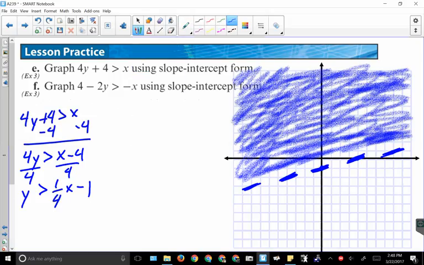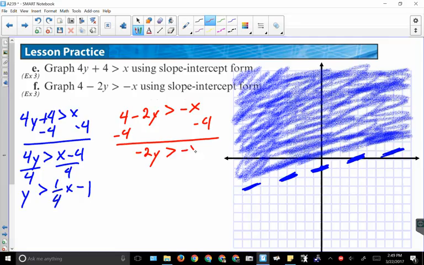So now I have 4 minus 2y is greater than negative x. Subtract 4, subtract 4. Negative 2y is greater than negative x minus 4. Divide by negative 2, divide by negative 2. So I have y, because I've divided by negative 2, the inequality gets flipped, so it's going to be less than. Negative x over negative 2 is simply going to be 1 over 2x. Negative 4 divided by negative 2 turns out to be plus 2. So there's that equation.